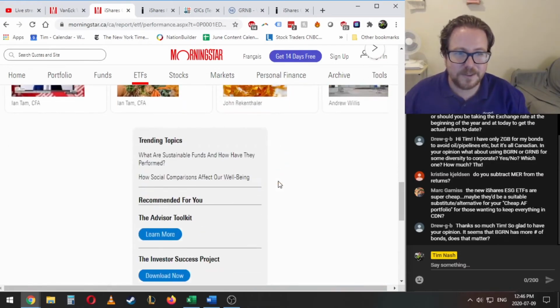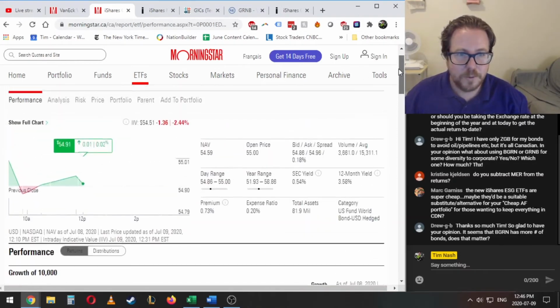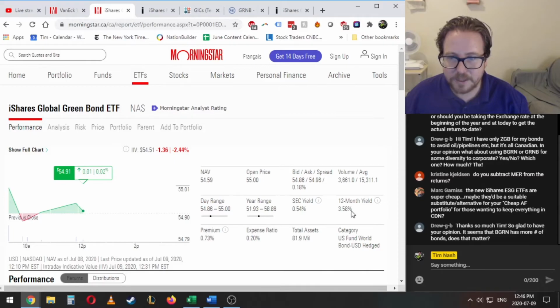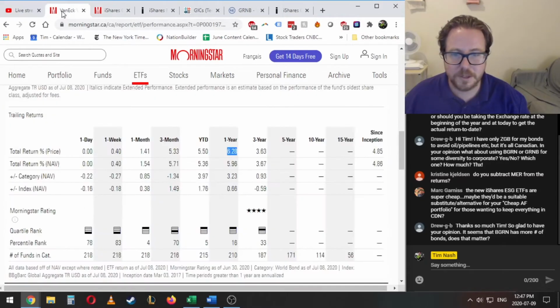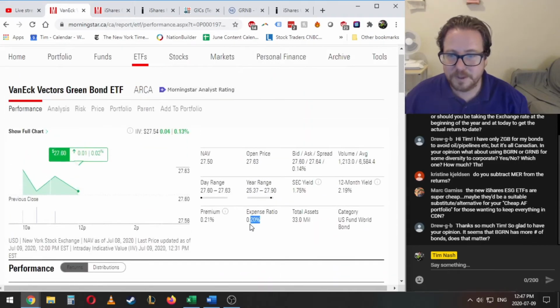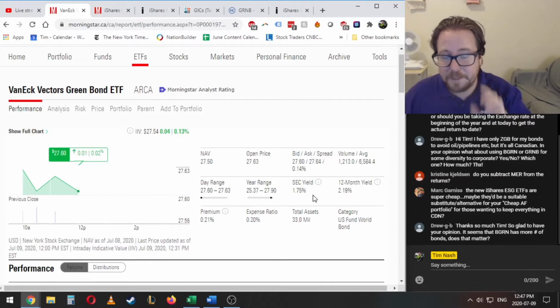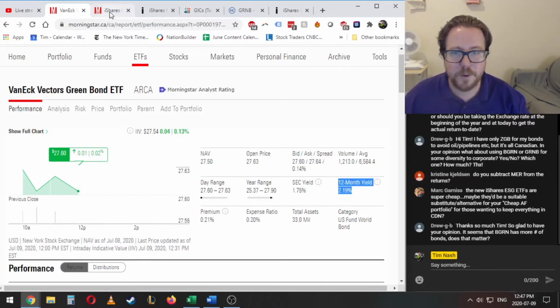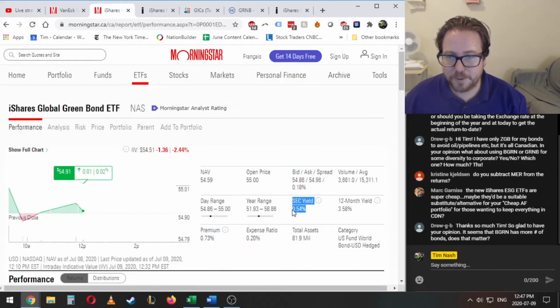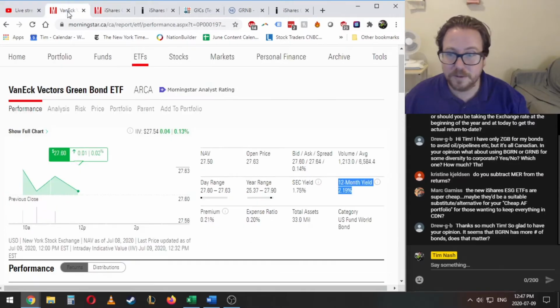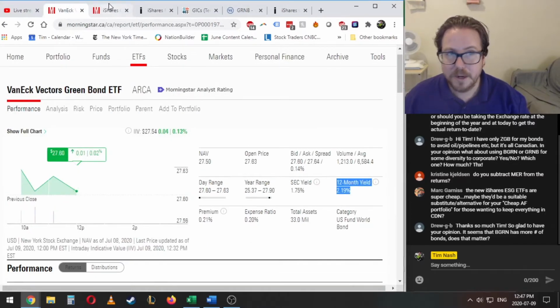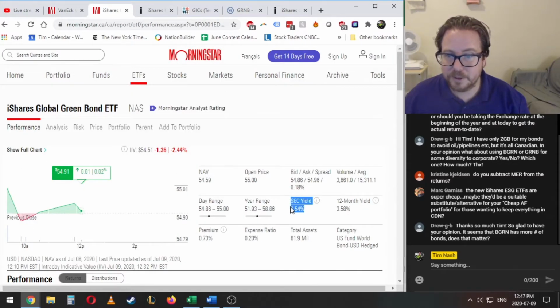Let's see if it gives us the weighted average coupon, which is a metric that I like. I don't think it will. You know, the fees on them are going to be pretty similar. 0.2 versus 0.2, fantastic. These might be more consistent. So the SEC yield, 1.75 and 2.19 versus 0.54 and 3.58. That's interesting that the 12-month yield is higher there, but the SEC yield is lower.